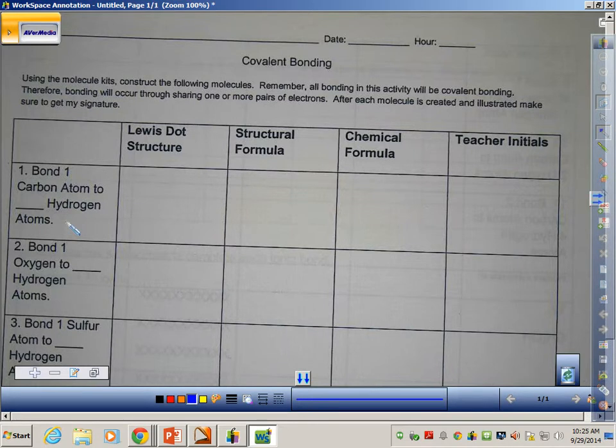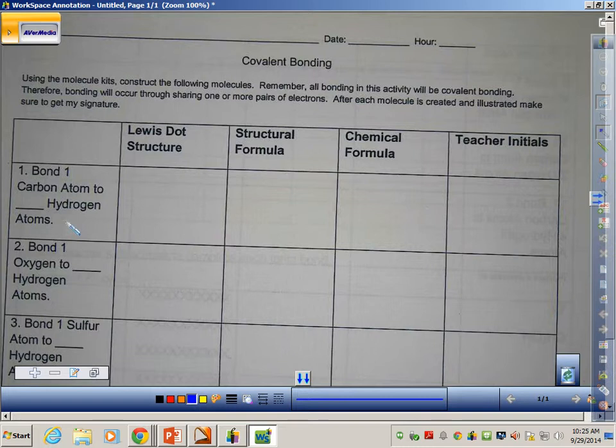But you'll notice, quit tapping please, you'll notice that you have 1, 2, 3 different things you'll need to give me, and then you'll get an initial from me once you've built it correctly with your models. I'll show you what that looks like.